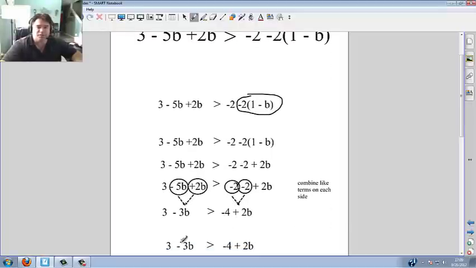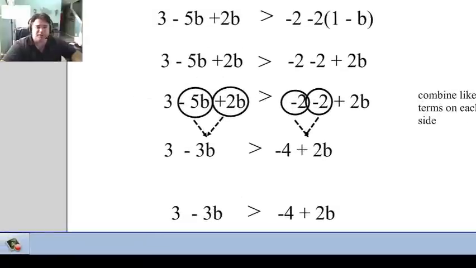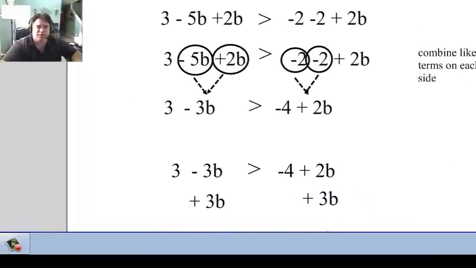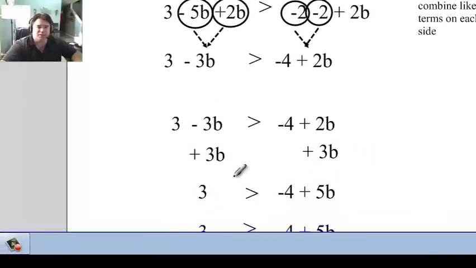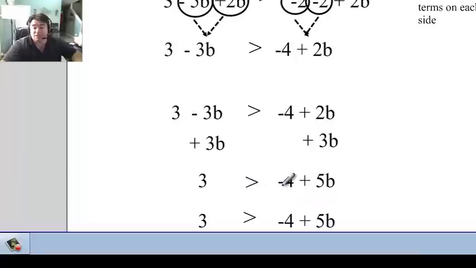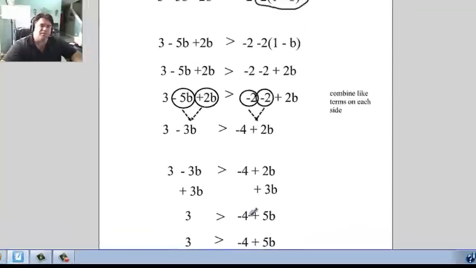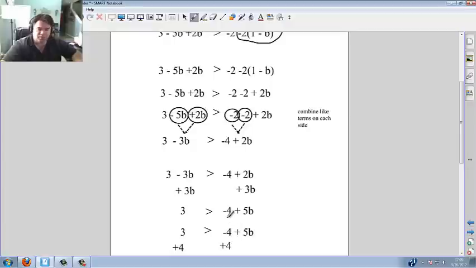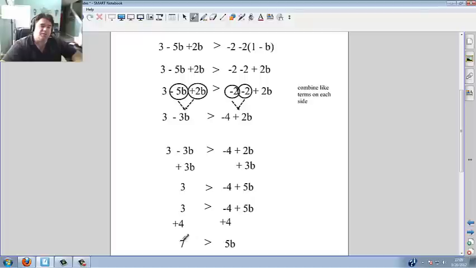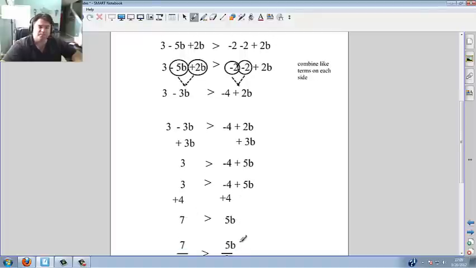Now I need to get rid of one of the b's here. I'm probably going to get rid of the minus 3b by adding 3b. So these cancel, leaving just 3. I still have negative 4, and now I have 5b. So to get 5b by itself, instead of minus 4, I'm going to add 4. Add 4 to one side, add 4 to the other. So now I get 7. So 7 is greater than 5b.